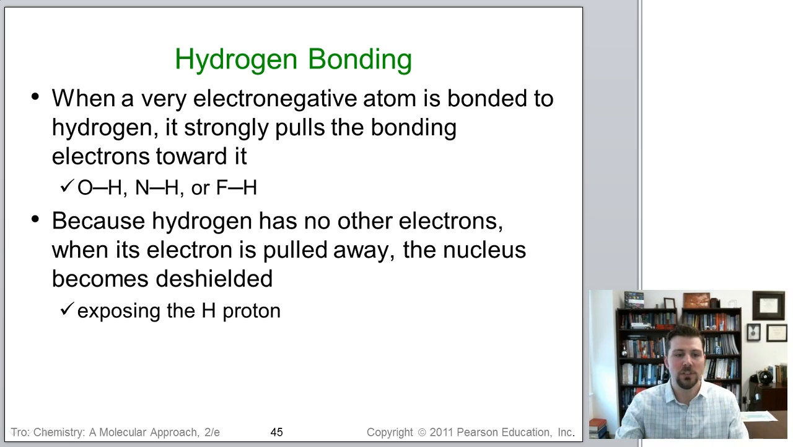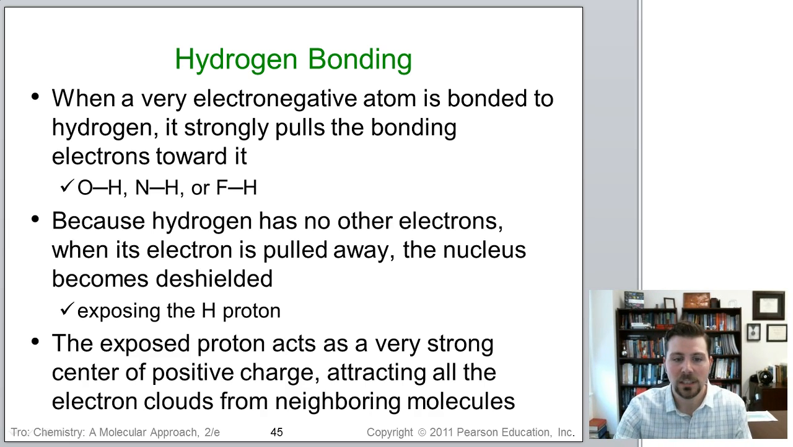So what negative charges does it want to interact with? Well, electron clouds a little bit, but electron clouds from other hydrogens attached to NOFs is what it's going to interact with the most, and we call that the hydrogen bond. Now that exposed proton, which is a very strong positive charge, is going to attract the electron cloud of the other parts of other molecules that are more negative.